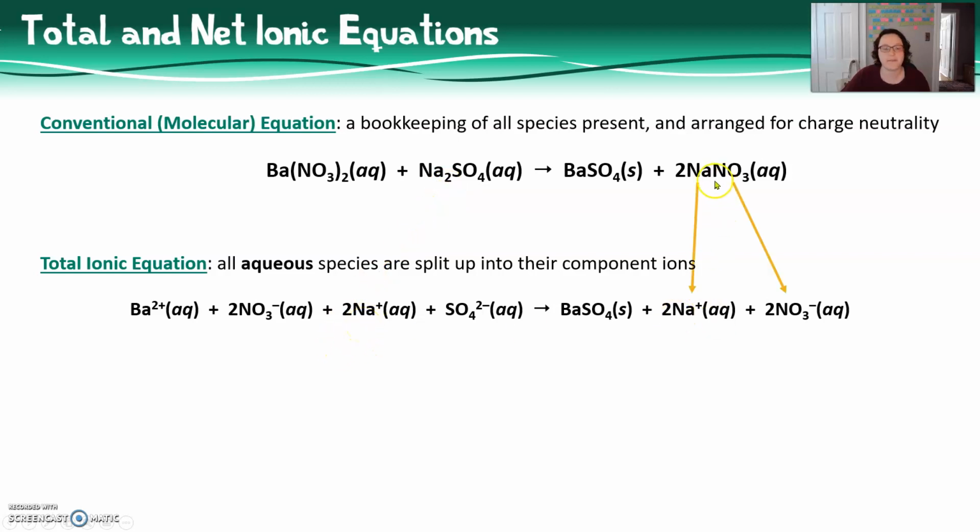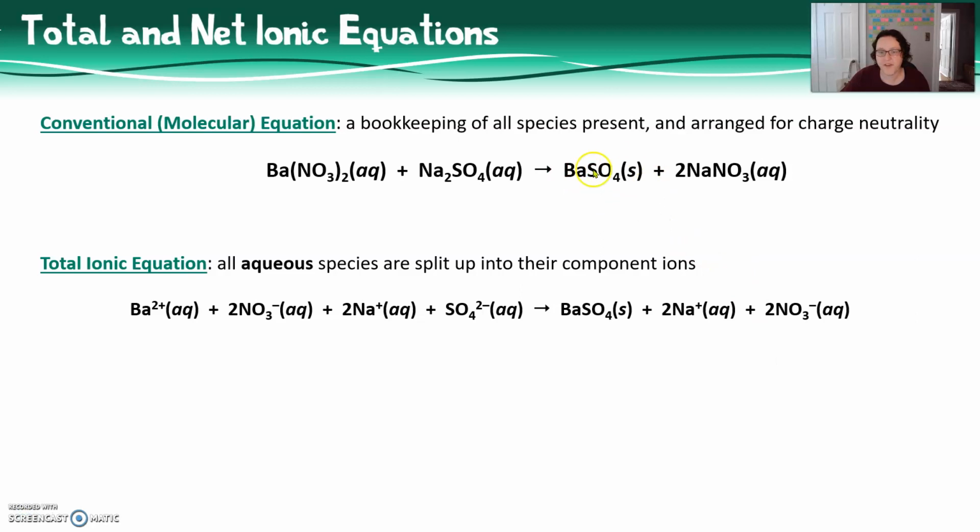In the case of the sodium nitrate product, since there is a 2 coefficient in the balanced molecular equation, then both the sodium ion and the nitrate ion will have coefficients of 2 in front of their ionic formulas to indicate that we have 2 of each of these ions. All of these ions get the aqueous state label, and we indicate the charge on each ion as a superscript. So a total ionic equation should have ionic charges indicated, unlike the molecular equation, which lacks any indication of charges.